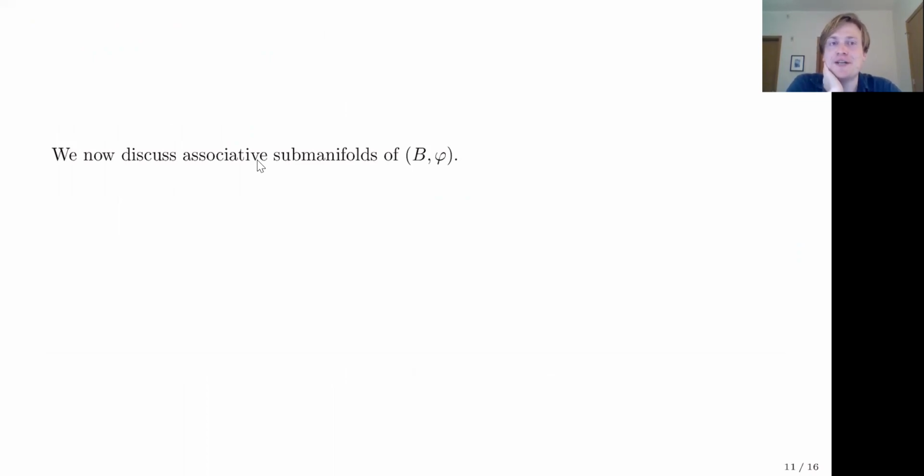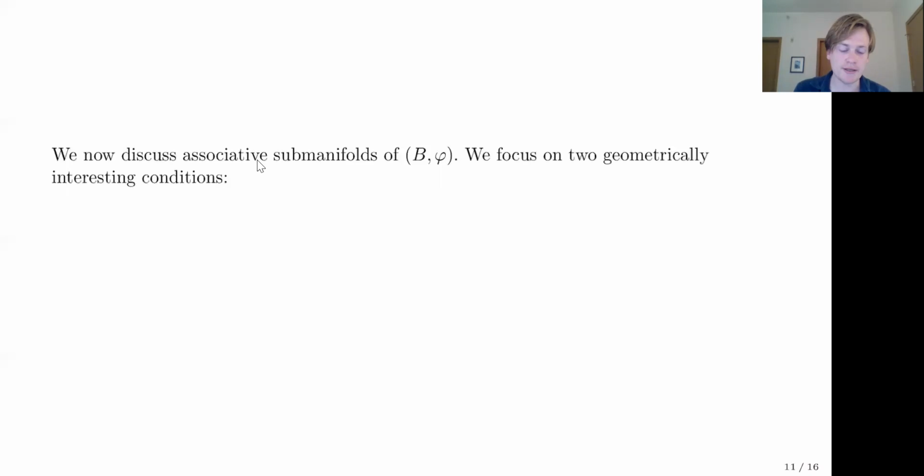We've given all the background where we want to discuss associative submanifolds of B with respect to its nearly parallel G2 structure phi. In general, you need an idea to study these things. The local theory is well understood. There'll be lots of local examples, but we're interested in global things.